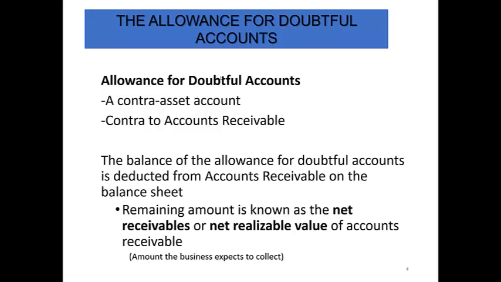So in order to get our net accounts receivable or net realizable value, we take the accounts receivable balance and subtract out the allowance for doubtful accounts. So in other words, we're netting out our estimated bad debt with our accounts receivable. So this is the actual amount that a business expects to collect from its credit customers.